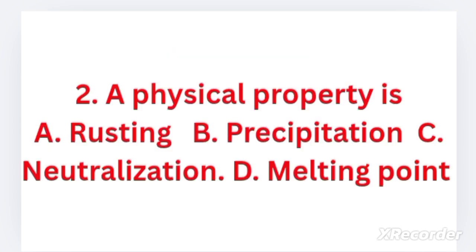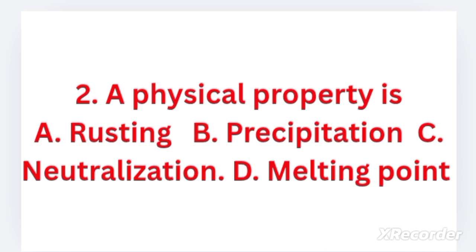Number two says that a physical property is A, rusting, B, precipitation, C, neutralization, D, melting point. D, melting point is correct. But firstly, what is a physical property? A physical property is a property that can be observed or measured without changing the chemical nature of the substance. A very good example is melting point or boiling point. They are examples of physical property.